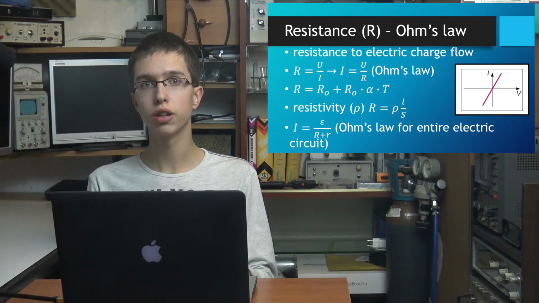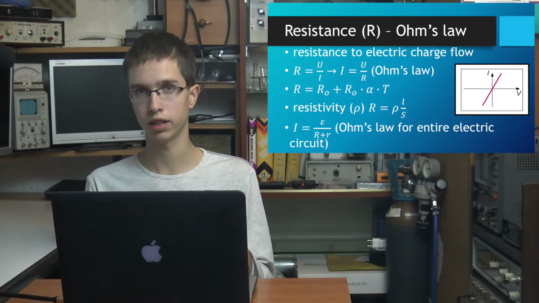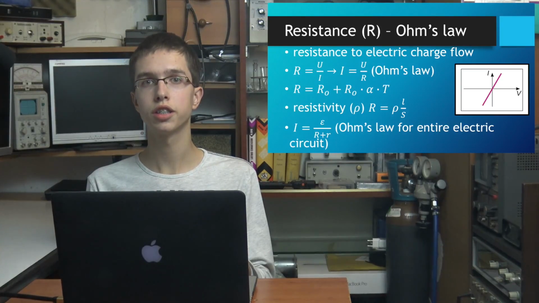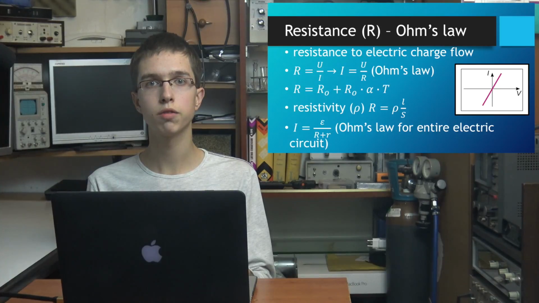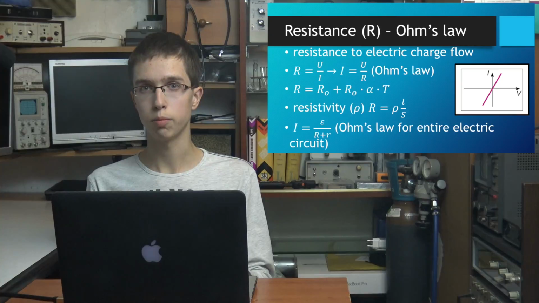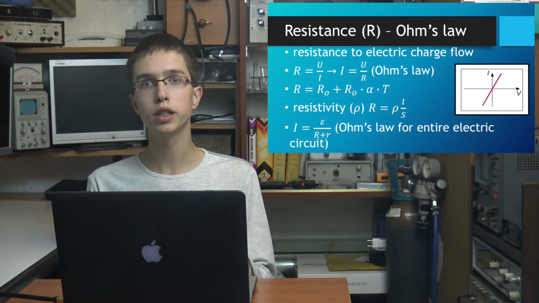Resistance not only depends on electric current and voltage, but also on temperature. This relation is expressed in the formula that R is R0 plus R0 times alpha times T, where R0 is resistance at 0 degrees Celsius, alpha is a characteristic which depends on the matter the resistor consists of, and T is temperature. Alpha is always positive for all pure metals, meaning the higher the temperature, the bigger the resistance is.